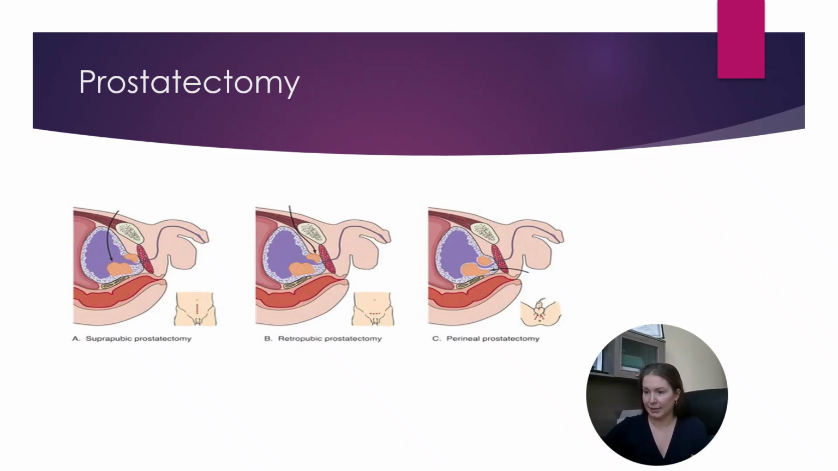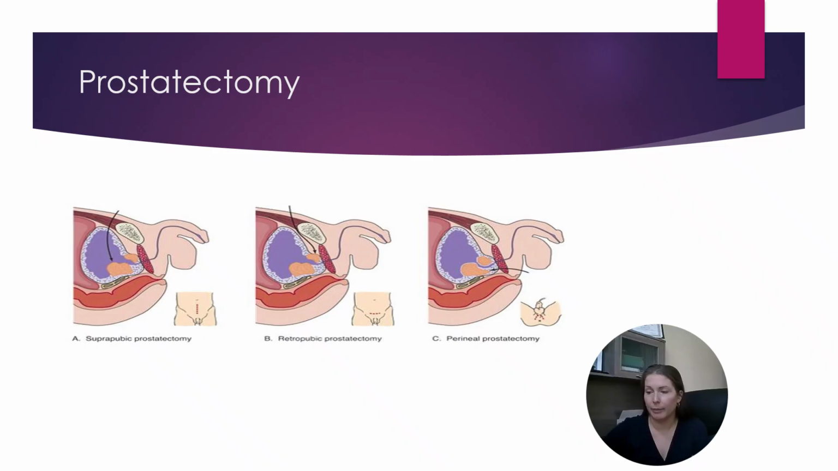That's going to provide direct access to the prostate through the bladder. Our retrograde, or retropubic, sorry, that's the one in the middle, where the incision is made through the lower abdomen, but not into the bladder. So the surgeon is going to reach the prostate by moving behind the pubic bone. That's going to allow for the removal of the prostate and sometimes nearby lymph tissue.